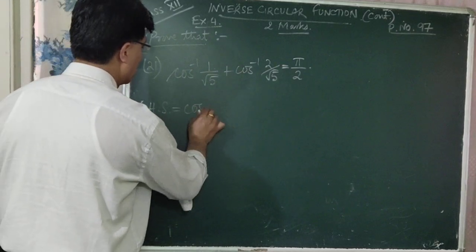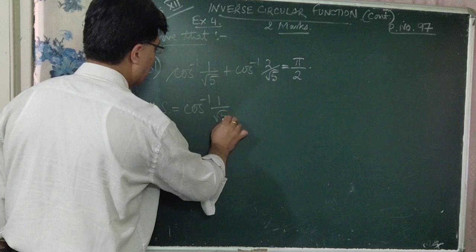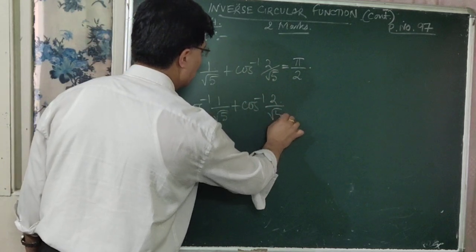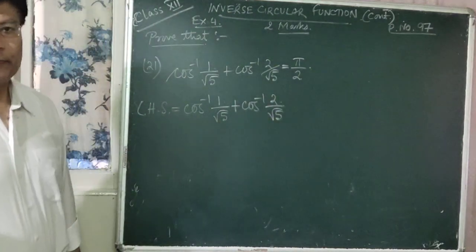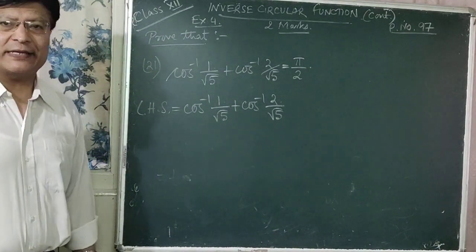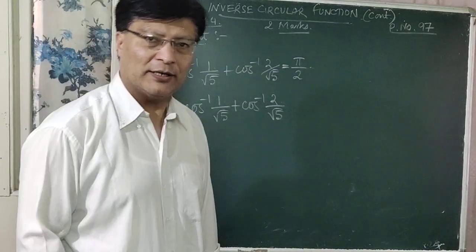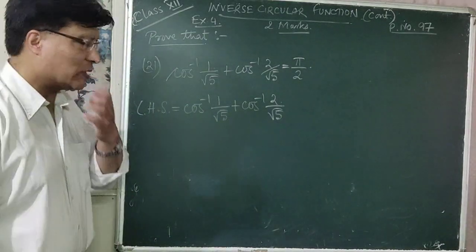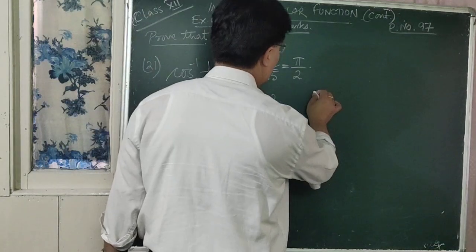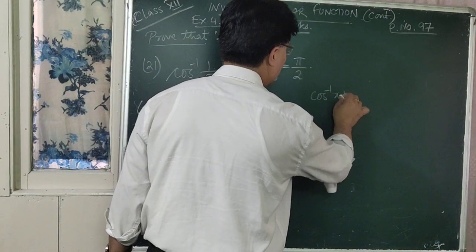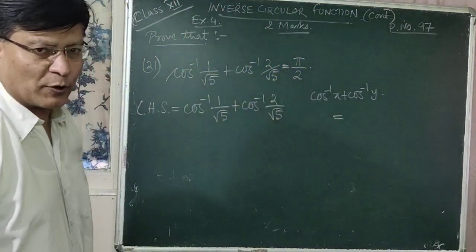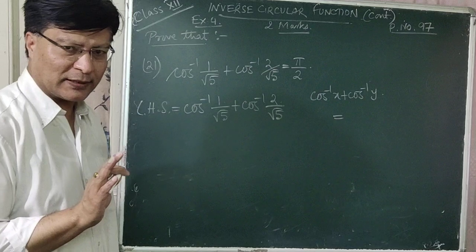So LHS is equal to cos inverse 1 by root 5 plus cos inverse 2 by root 5. Now in this case you have to use the formula of cos inverse x plus cos inverse y. You should know the formula. So now let us write down the formula for cos inverse x plus cos inverse y. What is the formula? Now I think you know it.